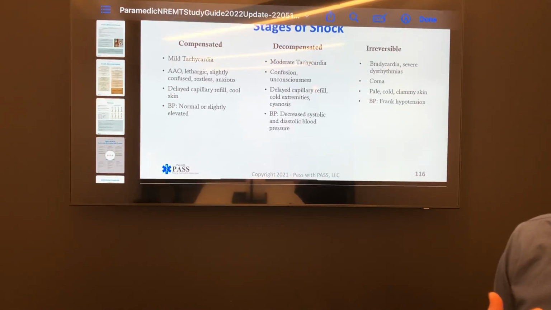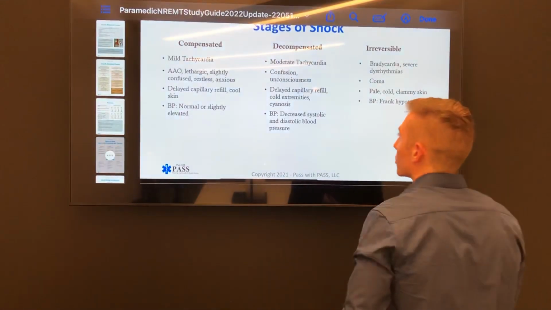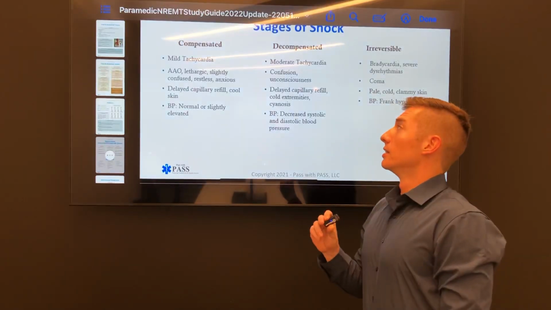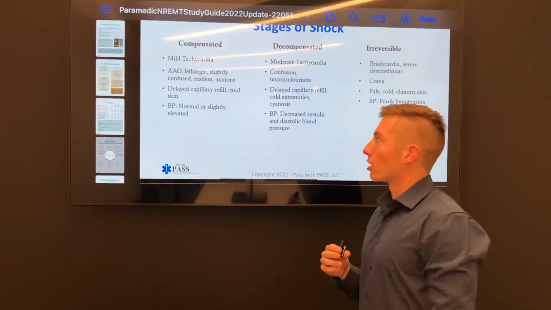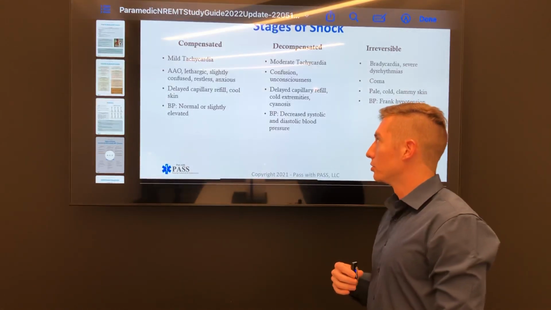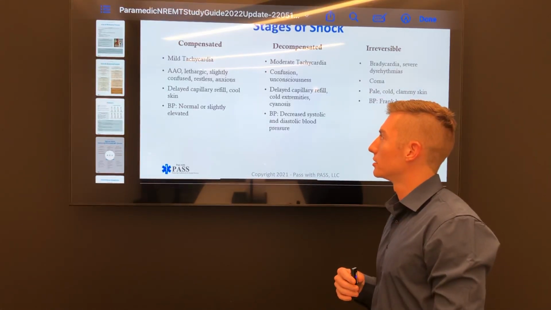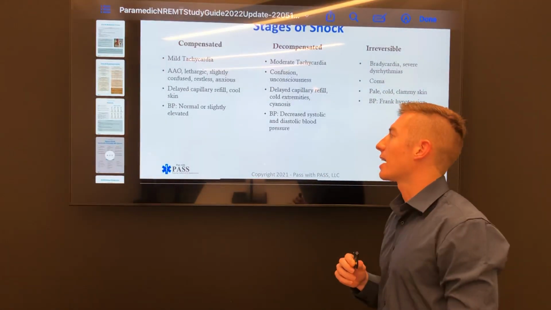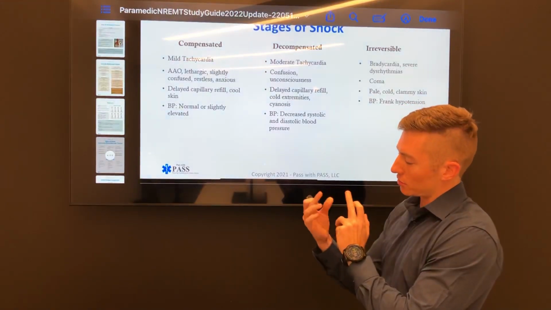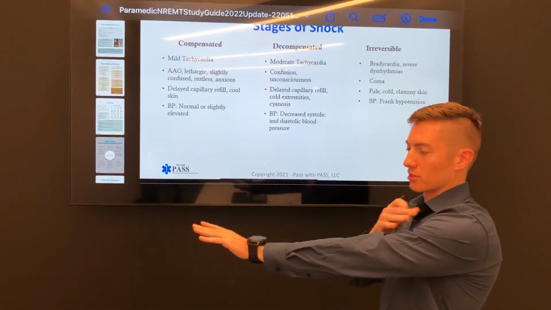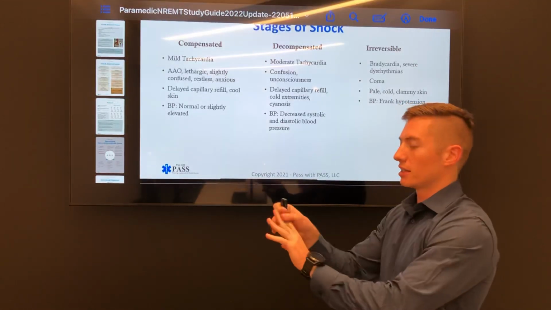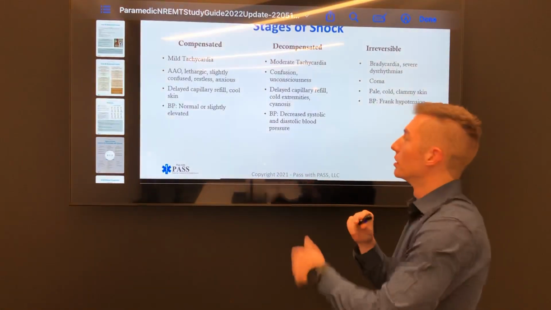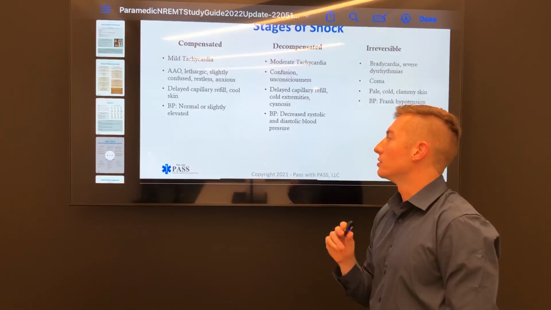So if we look at the stages of shock, compensated, right? Your body is compensating for it to try to push it back to where your body can get back to homeostasis. Mild tachycardia, so the heart's going to pick up. Altered mental status, lethargic, lazy, slightly confused, restless, anxious, delayed cap refill, right? So if we push here and there's a delay in refilling, because this is proximal to the heart, same with your toes. That's why that's a good measure of seeing shock. BP, normal or slightly elevated.